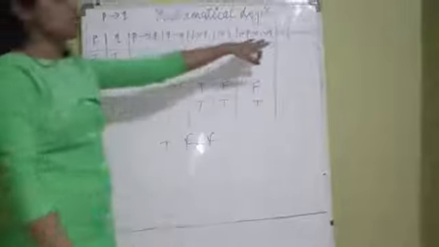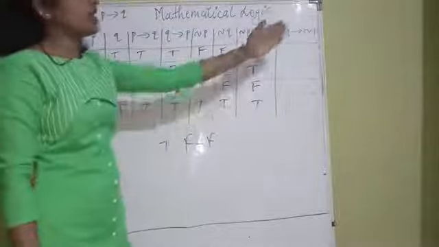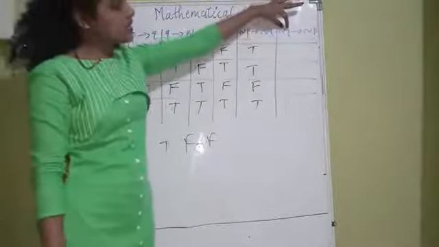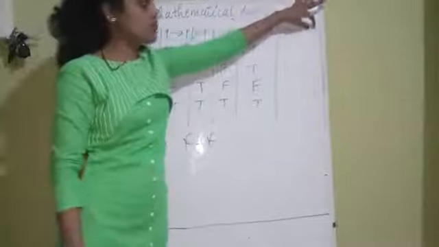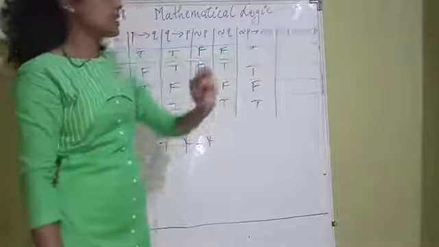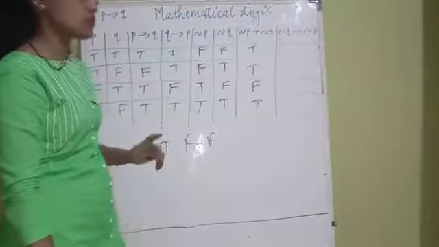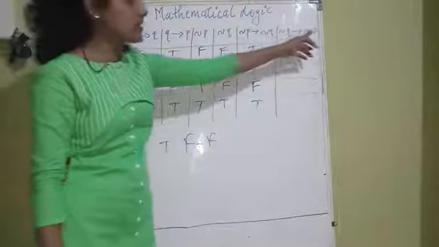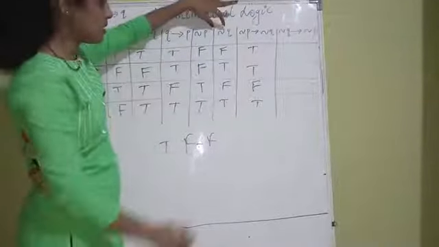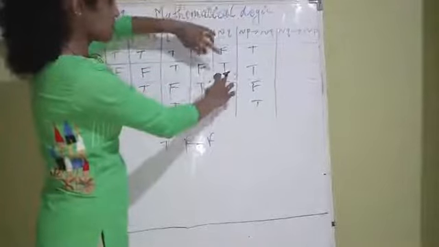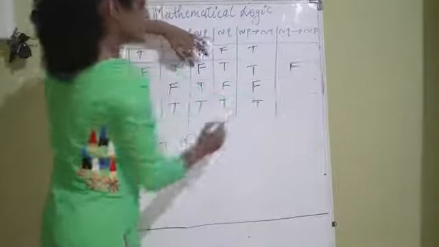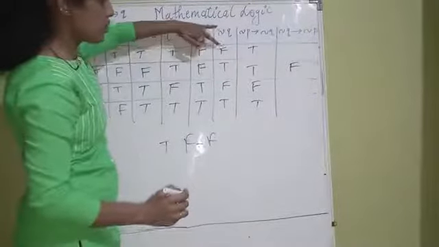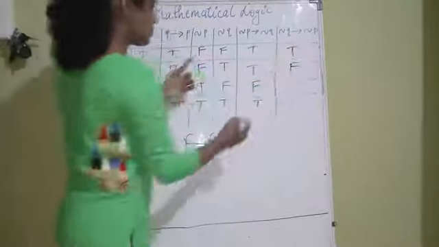Next thing, negation of Q implies negation of P. Again reverse. See, negation of Q should be true, negation of P should be false. Then only we can write negation of Q implies negation of P is false. Okay. So negation of Q, what is it? True, false, false, true, false, false, false, false, true.